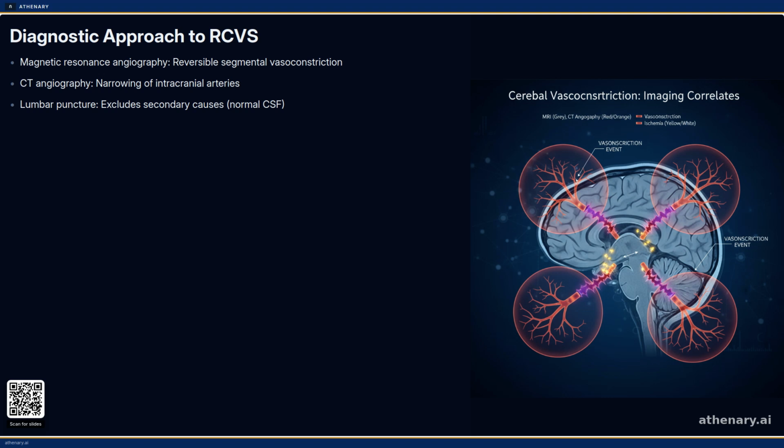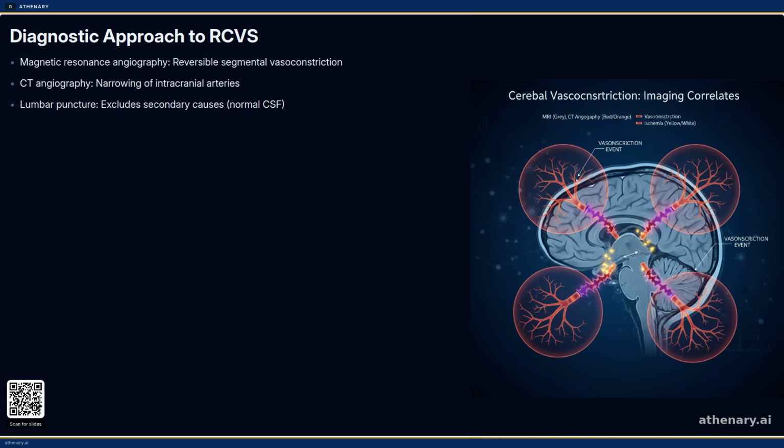Similarly, CT angiography can reveal this same multifocal narrowing of the intracranial arteries. In many centers, a CTA of the head and neck is the first-line investigation because it's fast and readily available, particularly in the emergency department setting. It gives us a rapid initial assessment. While it provides a clear snapshot of the arterial narrowing at that moment, it's the combination of this finding with the classic clinical picture that builds our diagnostic confidence. It confirms the V in RCVS, the vasoconstriction, and helps to exclude an aneurysm.